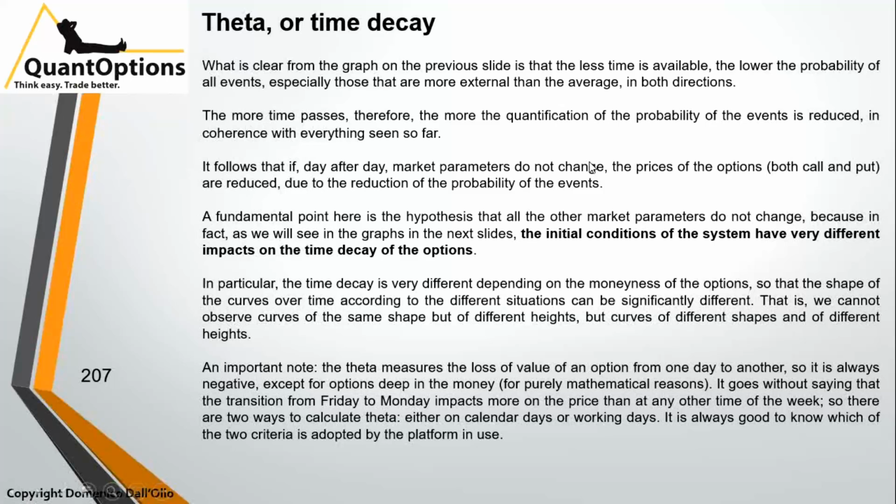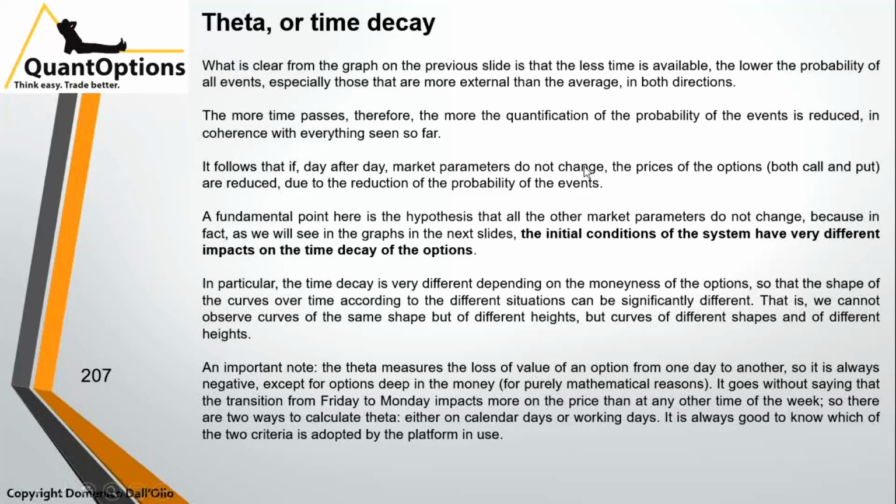The more time passes, therefore, the more the quantification of the probability of the events is reduced, in coherence with everything seen so far. It follows that if day after day market parameters do not change, the prices of the options, both call and put, are reduced due to the reduction of the probability of the events. A fundamental point here is the hypothesis that all the other market parameters do not change, because in fact, as we will see in the graphs in the next slides, the initial conditions of the system have very different impacts on the time decay of the options.